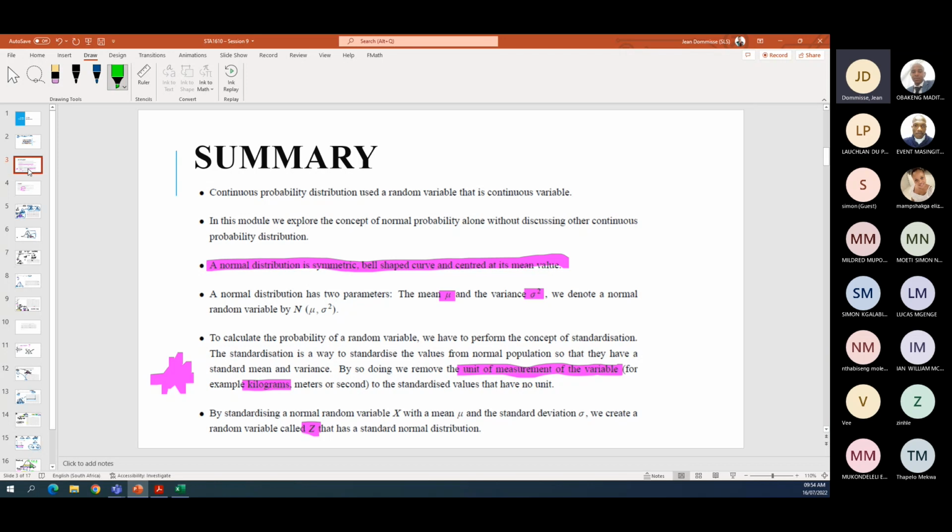So for now, just make sure that you understand study unit 6, that you know nearly how to calculate the Z when they give you an X value, a mean, and a standard deviation. Okay, any questions, anyone?